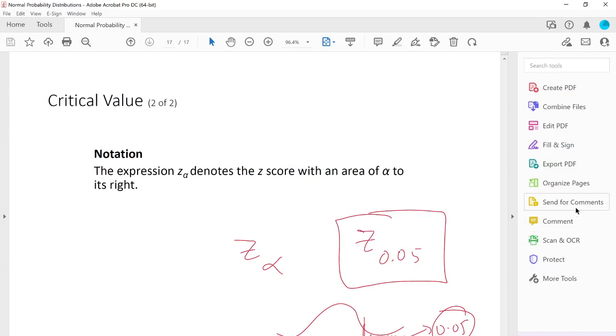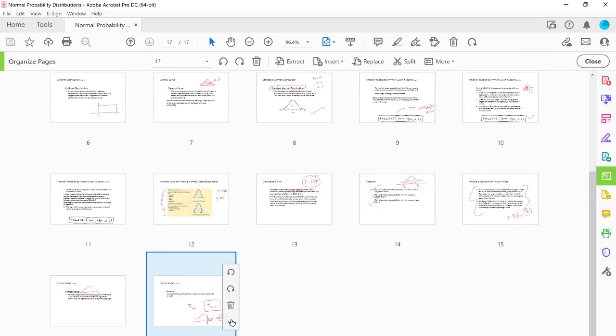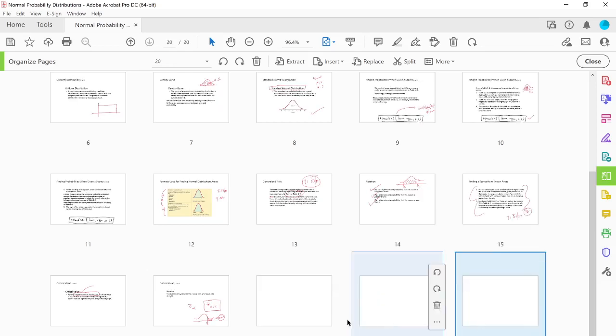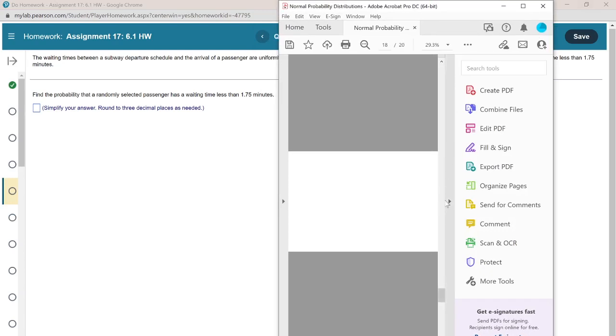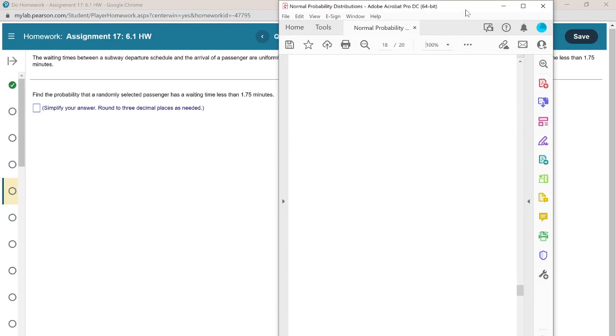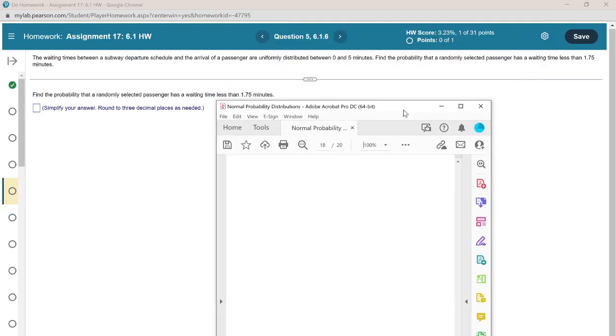So here is the thing. Let me just use a couple of empty blank pages here. What they are saying in this particular problem is, if you try to collect the data for the waiting time, we can distribute our data uniformly between 0 minutes and 5 minutes. So here is the waiting time. Between a subway departure schedule and arrival of the passenger, it may be 0 minutes, it may be 1, 2, 3, 4, 5, or anything in between.